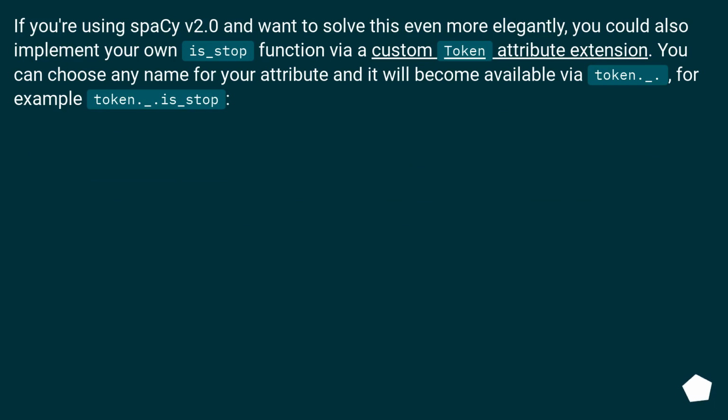If you're using Spacy v2.0 and want to solve this even more elegantly, you could also implement your own is_stop function via a custom token attribute extension. You can choose any name for your attribute and it will become available via token._. For example, token._.is_stop.